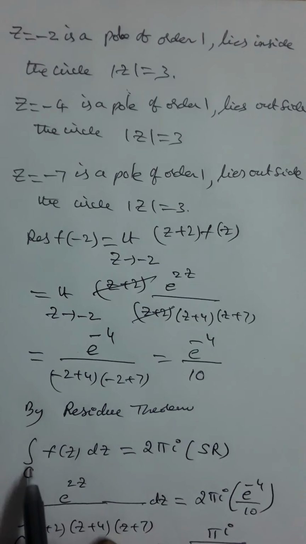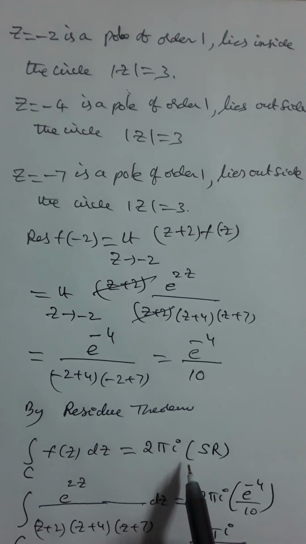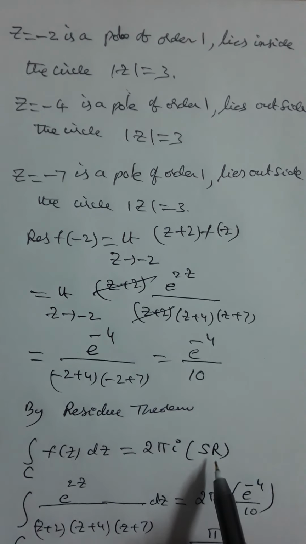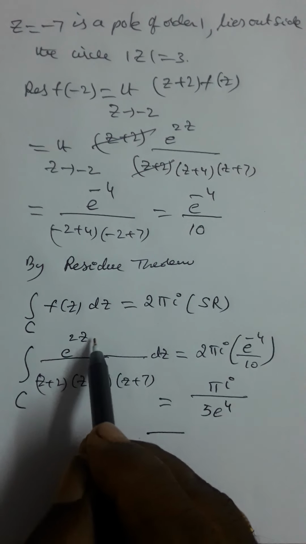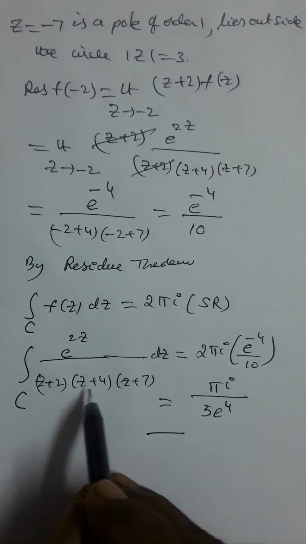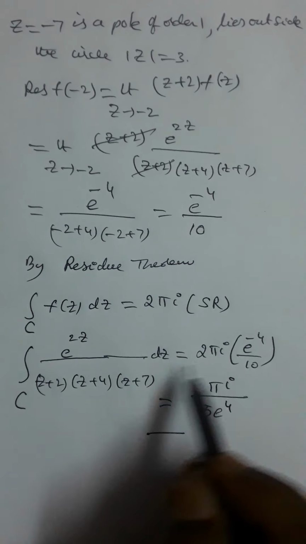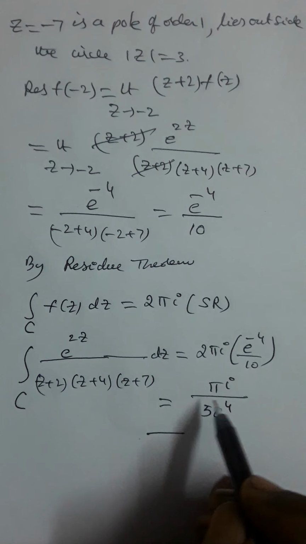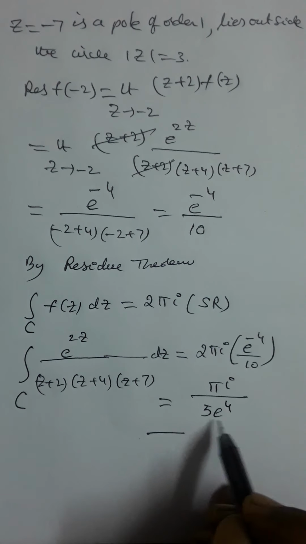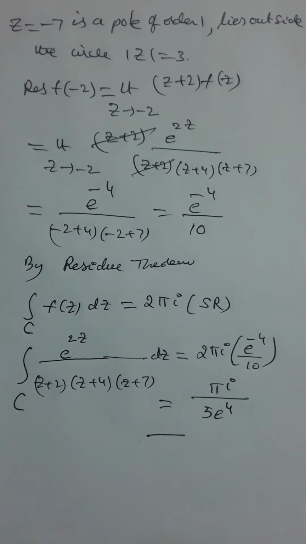By residue theorem, integral over c of f of z dz is equal to 2 pi into SR, the sum of the residues. So integral over c of e power 2z by (z plus 2)(z plus 4)(z plus 7) dz is equal to 2 pi into e power minus 4 by 10. 2 cancel, so the answer is pi i by 5 e power 4.